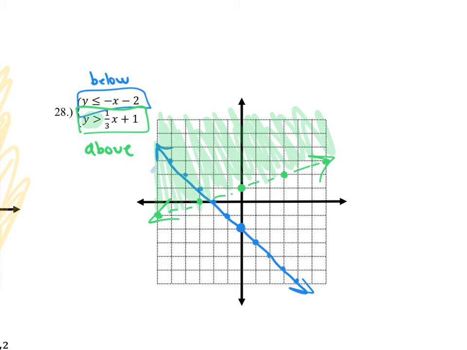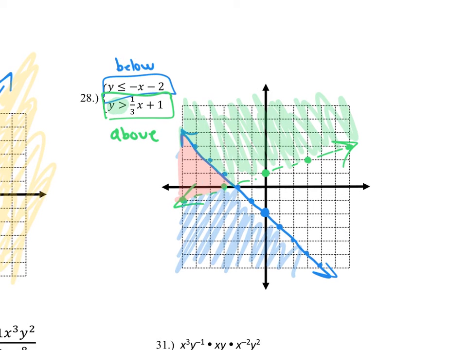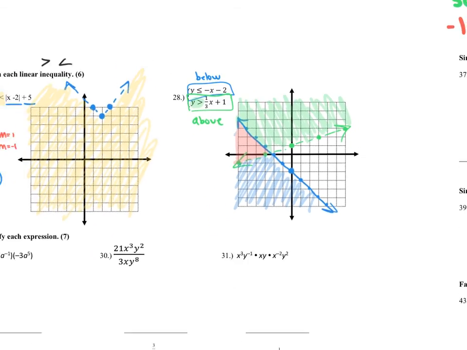And then I need to shade everything below my blue line. And then you can see that the two sections overlap right here in the red. That overlap is your answer. If you pick any coordinate point from that red shaded area, it's going to work for both of those equations.